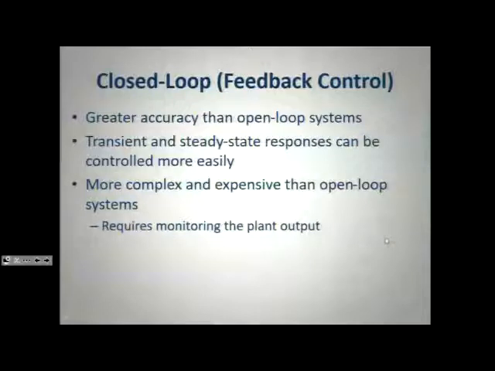So there's some reasons why we use closed loop control. I think they're pretty obvious. More accurate. You can control it better. But obviously, as soon as you put feedback in, you're adding expense. Feedback's sometimes quite tricky to handle as well.